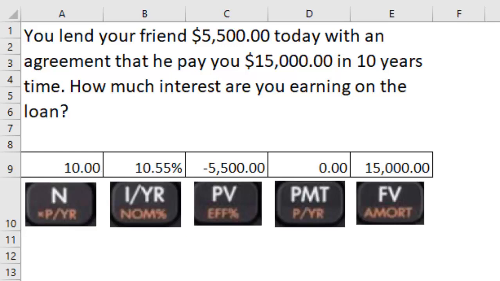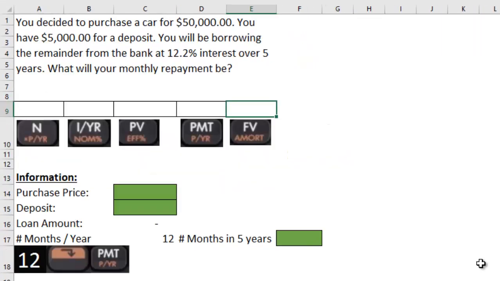Let us do another example. This one is a bit more complicated, but I'm sure we'll figure it out. You decide to purchase a car for $50,000. You have $5,000 for the deposit. So in other words, the loan we will be taking will only be for $45,000. Let's start that before we finish reading the rest of the question.